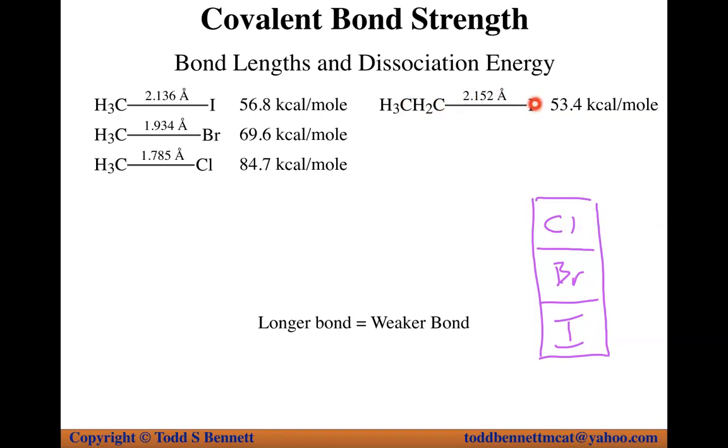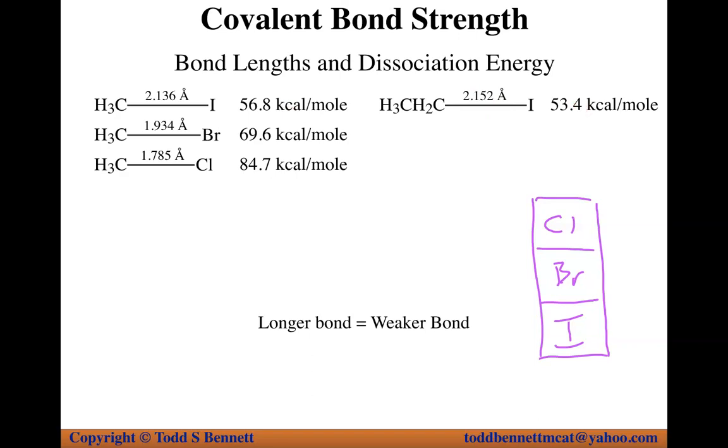When iodine pulls electrons away, this carbon can push electrons in to help compensate. If you push electrons in, it makes it easier for electrons to move this way and get a little bit further away from carbon, which makes the bond a little bit longer. Longer bond, lower bond energy.